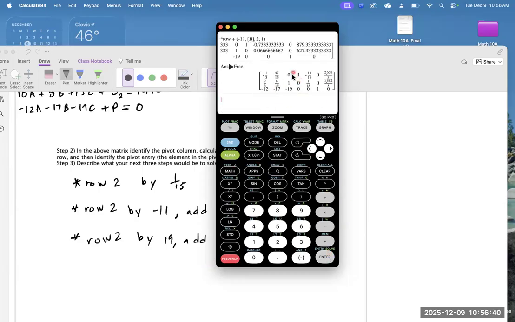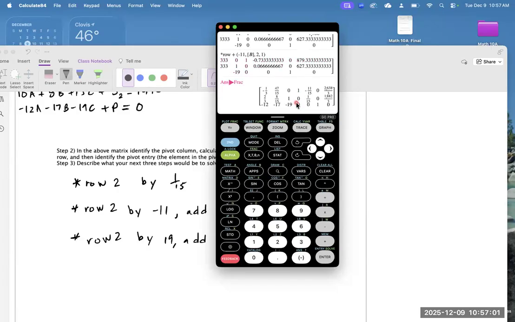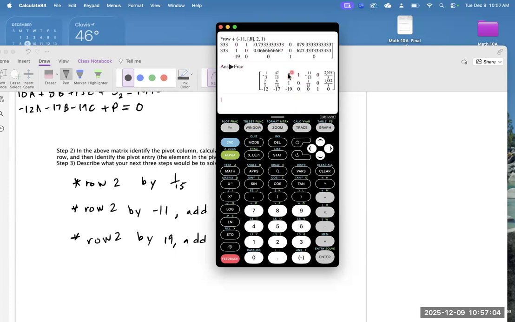So here's our matrix. Our third column over is still our pivot column. Notice how I had an 11 in that column before, and now I have a 0. In that third column, we now have a 0, 1, and negative 19. So the next thing I want to do is get that 19 in the third row to become 0. I'm going to do what this says here: multiply row 2 by positive 19 and then add to row 3.